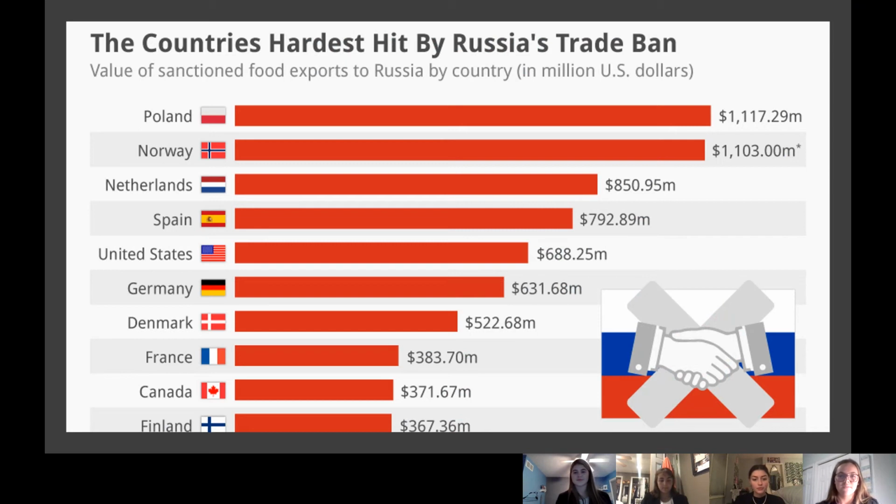Like Carmen just stated before, these countries have been hardest hit by Russia's trade ban, and Russia's trade ban is similar to the US's trade ban. It just shuts out all countries from importing or exporting goods. This shows how much each country is losing from this trade ban, and you can see that the United States is losing $688.25 million. This just shows that coronavirus really impacted the trade deficit.